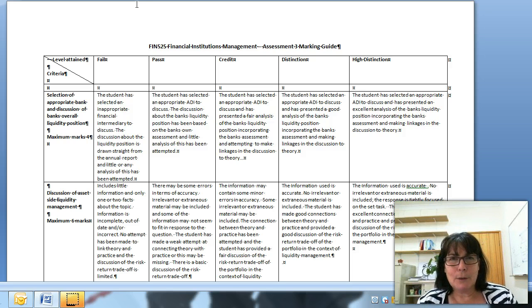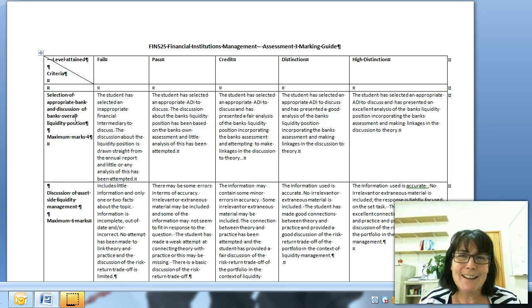The first one is pretty straightforward, in terms of being fairly obvious that you have to choose an appropriate bank to discuss. And you can, if you work for a particular financial institution, by all means use theirs. If you don't, I'd go Big Four. But anything reasonable. In other words, don't go and choose the tiniest, littlest, most insignificant bank you can find. I'd stick with mainstream.